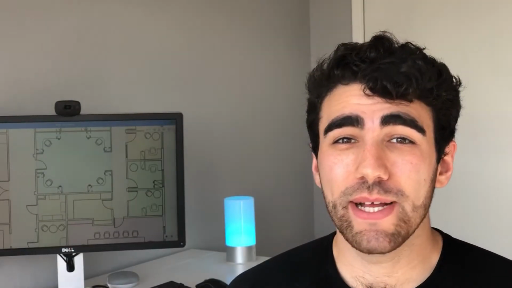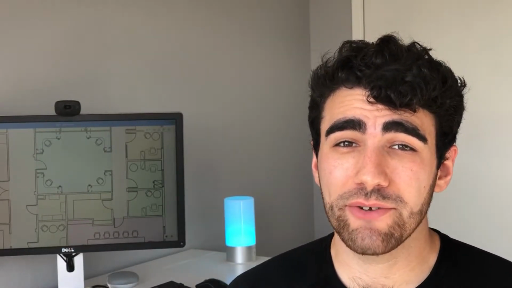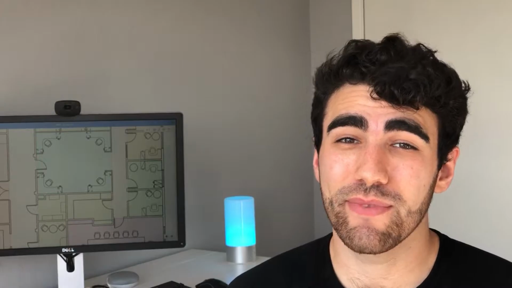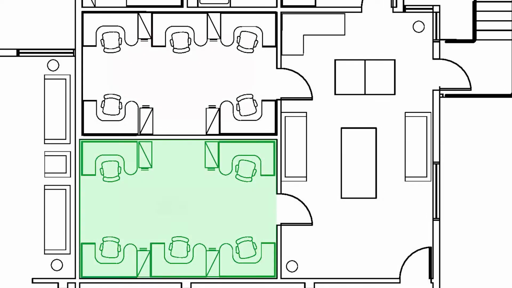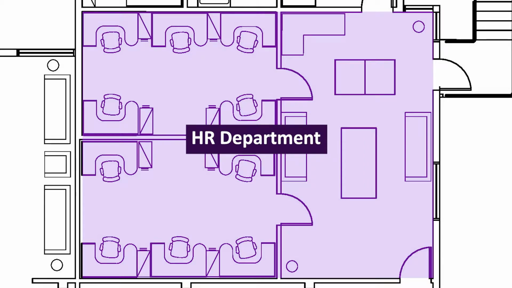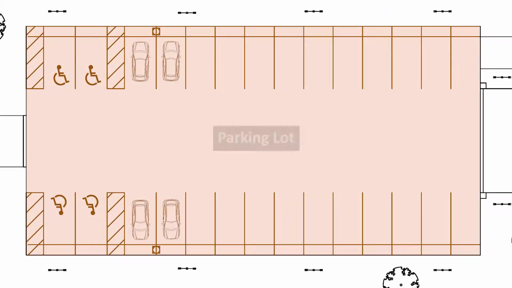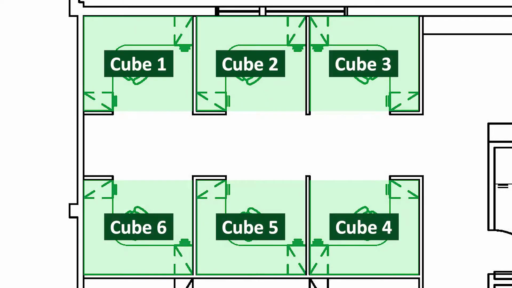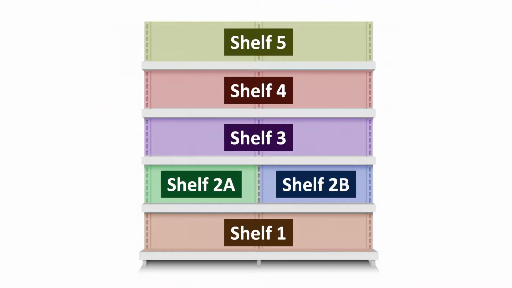Hi everybody! In this video, we're going to create some boundaries on our space. So, let's begin. Boundaries are a way to differentiate or section your space. These sections can be in the form of rooms, departments, zones, work areas, or anything that is meaningful to you.